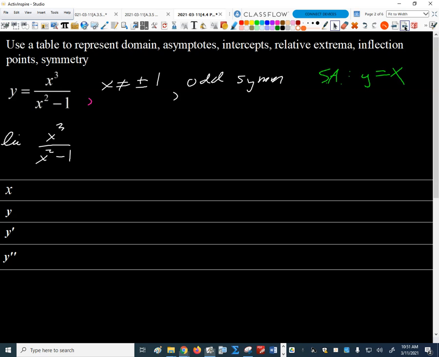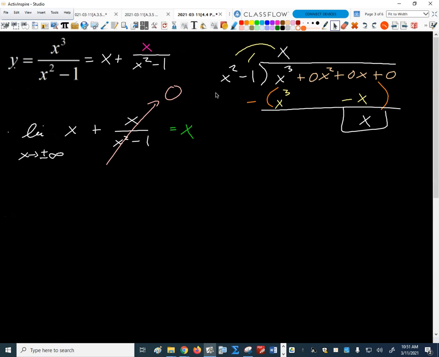And how did we get that? Well, we just had to divide this out and simplify it, right? Simplify the quotient. When we did our long division, we found out that the quotient of x cubed divided by the quantity x squared minus 1 gave us x with a remainder of x. So plus x divided by my denominator, x squared minus 1.